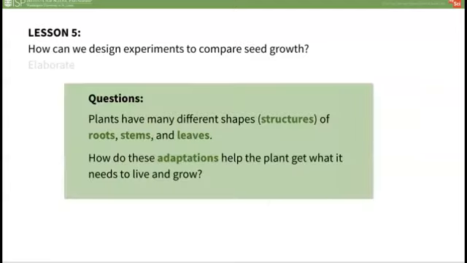After you look at the Study Jams video or read the book, ask students, plants have many different shapes of roots, stems, and leaves. How do these adaptations help the plant get what it needs to live and grow? Students should be able to discuss that the roots, stems, and leaves are adapted to the environment that the plants live in. However, they still help the plant get water, air, and light to live and grow.